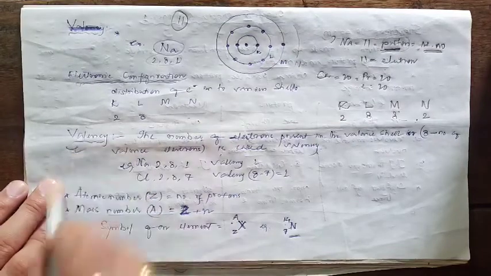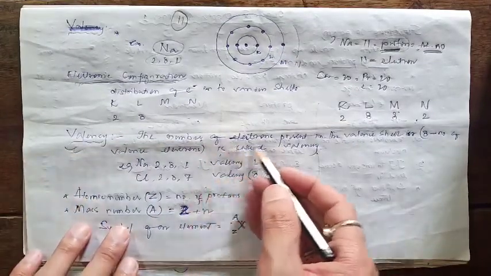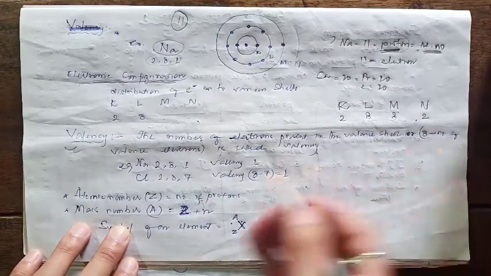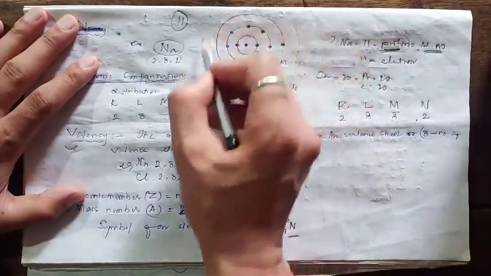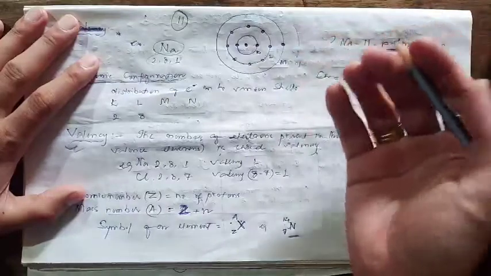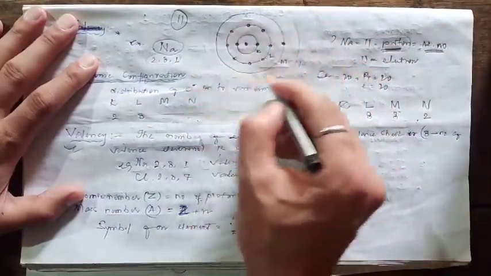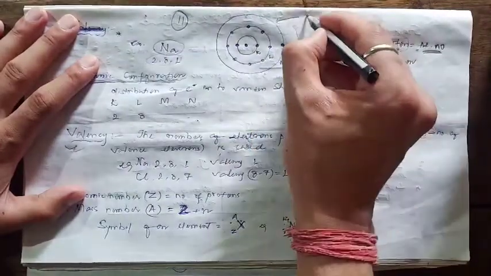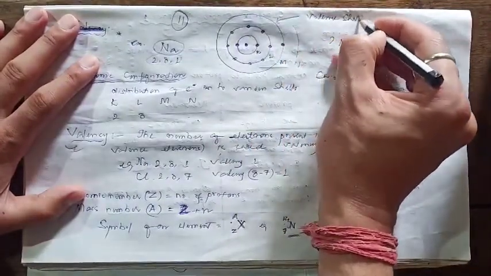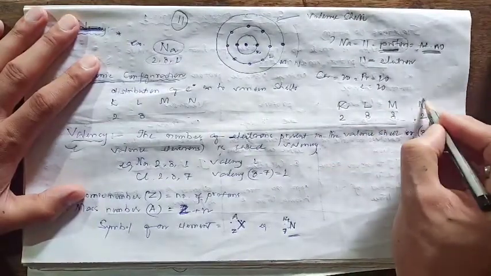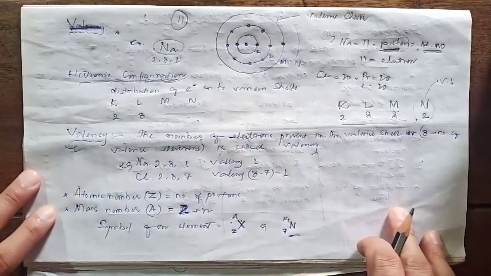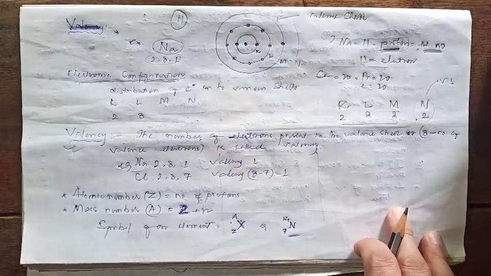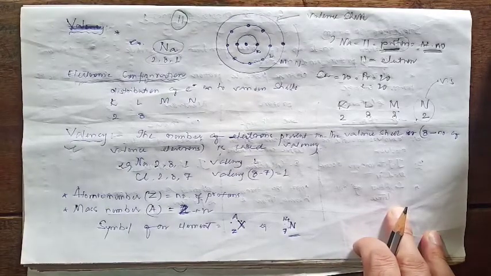Now student, let's talk about valency. What is valency? It is the number of electrons present in the valence shell, or 8 minus the number of valence electrons. Student, this is the first shell, the second shell, and this is the third shell. So in any atom, the last shell is called the valence shell. In the case of sodium, our last shell is the M shell, which is the valence shell. In the case of calcium, our last shell is the N shell, so the N shell is the valence shell. So the number of electrons present in the valence shell is called the valency, or 8 minus the number of valence electrons.